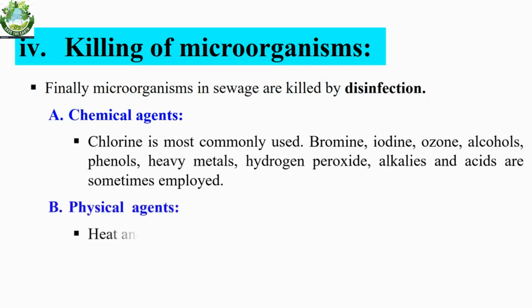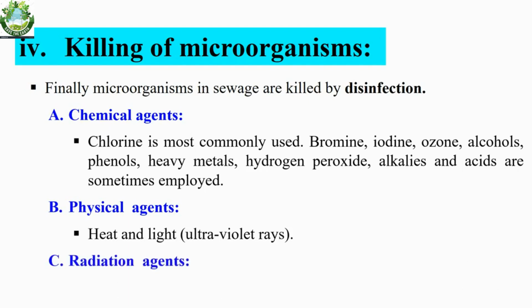In case of physical agents, heat, generally we just heat the water to kill the microorganisms, and we can use light like ultraviolet rays, which can be effectively used as a disinfectant. And third, in case of radiation agents, gamma rays are used to treat the water, to kill the microorganisms which are present in the water. So by this step, we ultimately kill the microorganisms before discharging the water into the river.